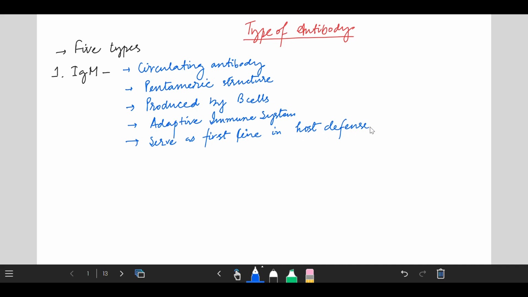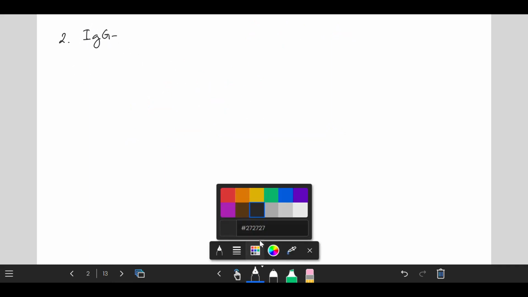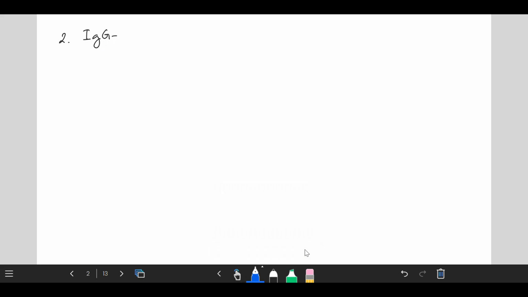Now we will understand another antibody, the second type, that is IgG. This antibody is the most abundant type of antibody. What do we mean by abundant? It means that in the total antibody, 70 to 75% is IgG type of antibody. So this is the most abundant.